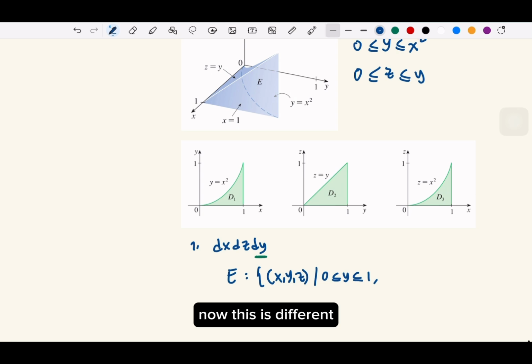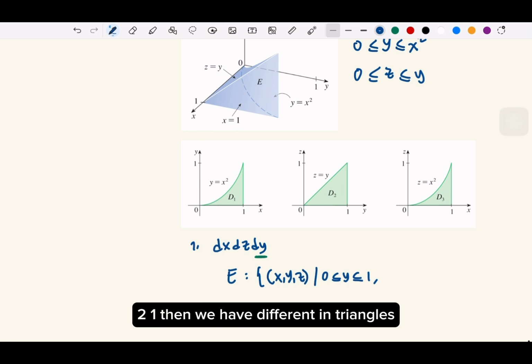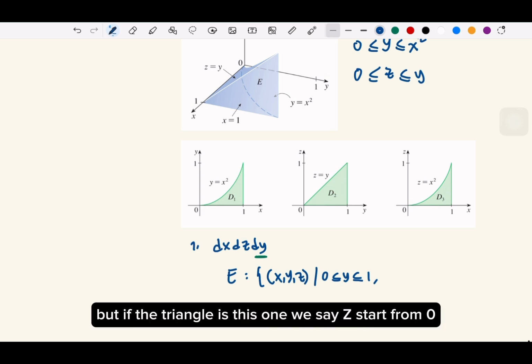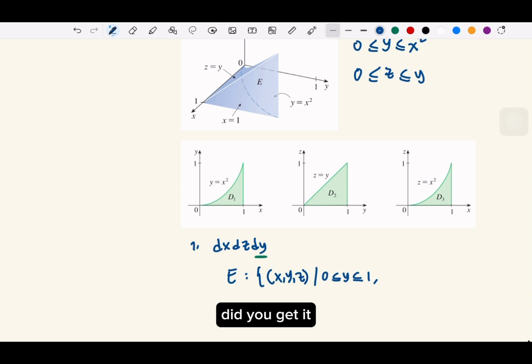Okay, now this is different. If we say z is from 0 to 1, then we have different triangles. This is the triangle here, right? But if the triangle is this one, we say z starts from 0, and the top point is this line, so 0 to z equal y. Okay, do you get it?